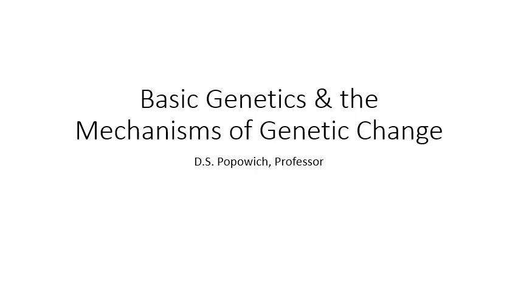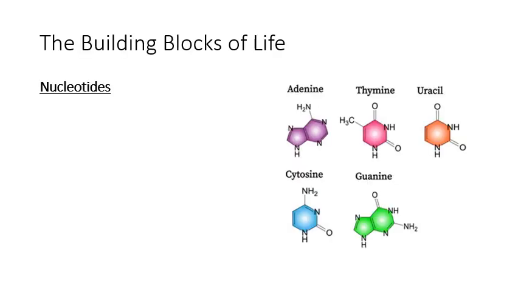Okay, I'm going to take the opportunity here to review some very basic genetics and the mechanisms of genetic change for a course in human origins. The building blocks of life, human DNA, it ultimately comes down to nucleotides and the way nucleotides are arranged and the information that they provide proteins.